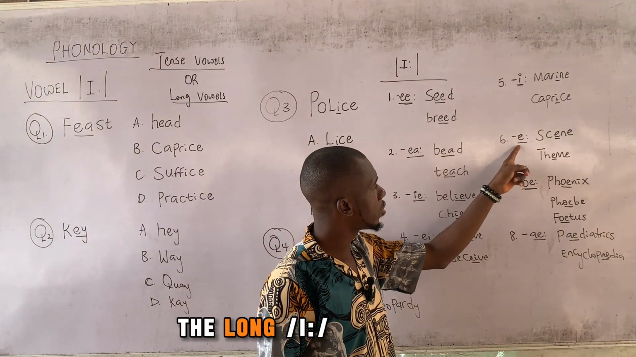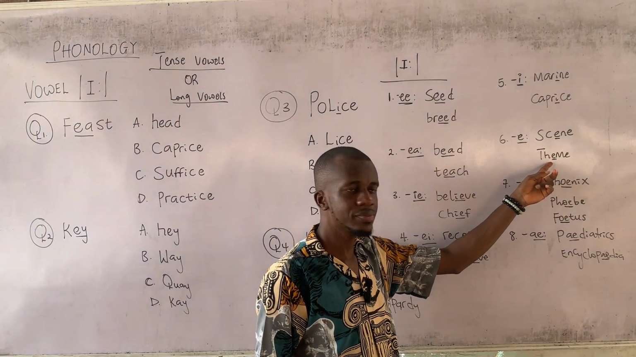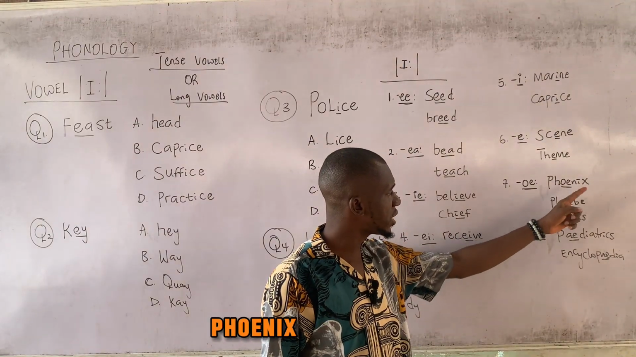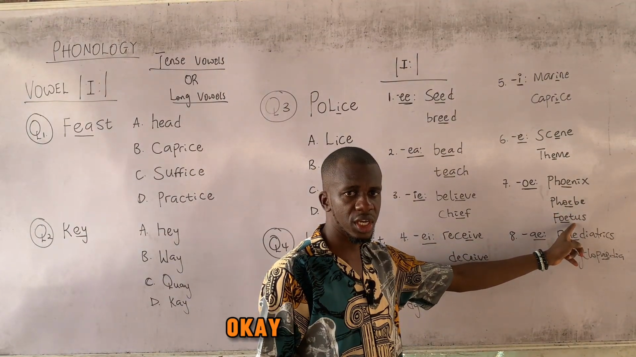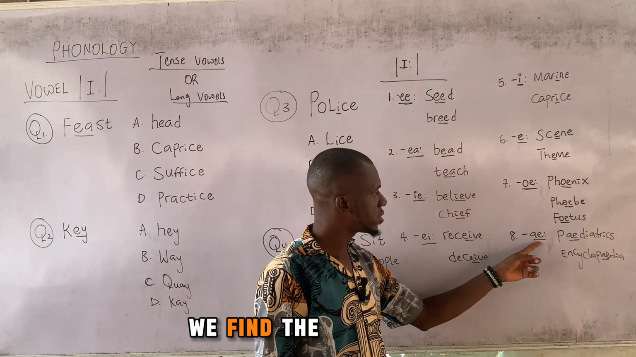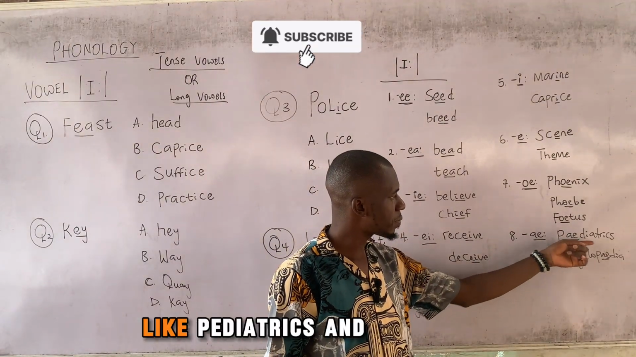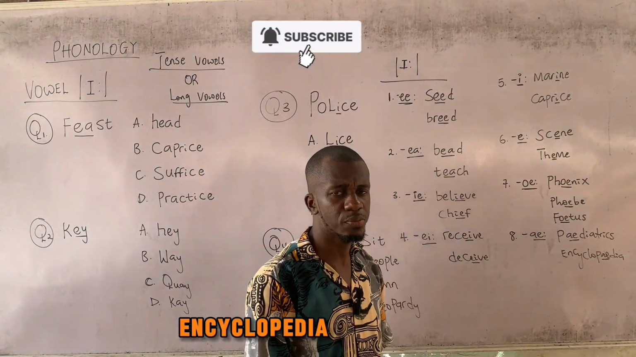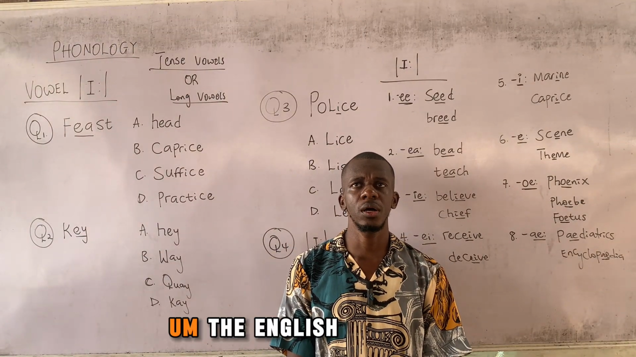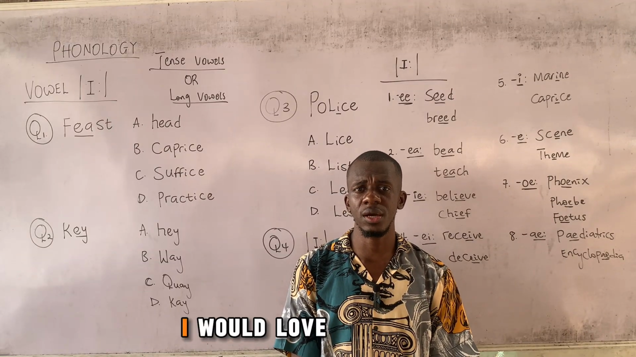Okay? We find the long E sound in words having the letter E, like in the word scene and theme. We find the long E sound in the letters OE, as seen in words like phoenix, Phoebe, and fetus. Even in the word for the organism, amoeba. All right? We find the long E sound in words having the letters AE, in words like pediatrics and encyclopedia. Excellent. Now, this is the English sound system, and there's something I would love you to know.